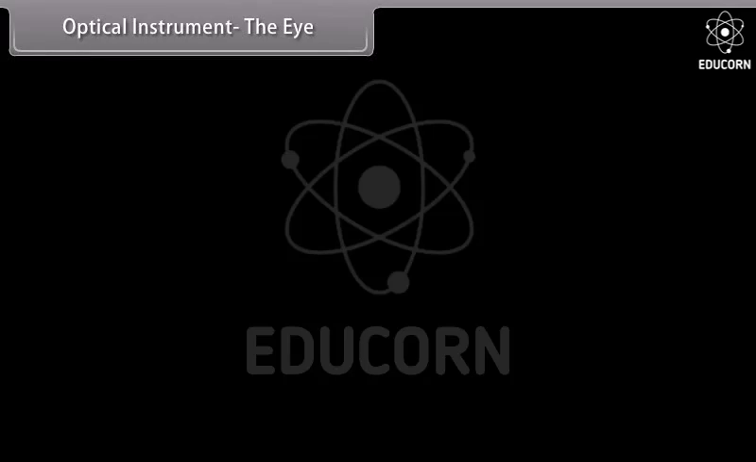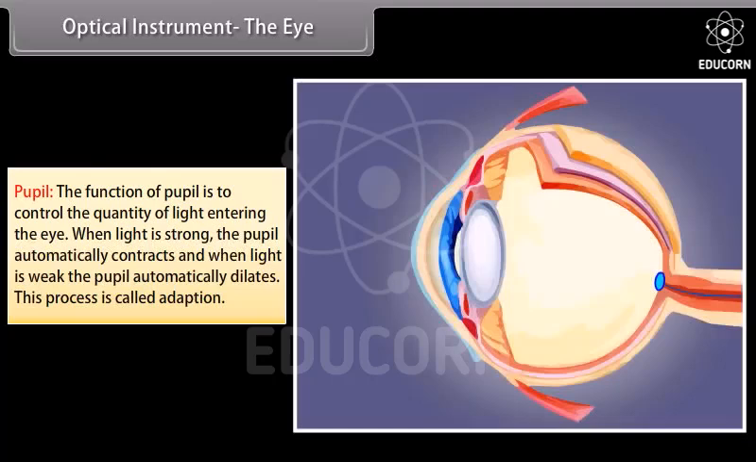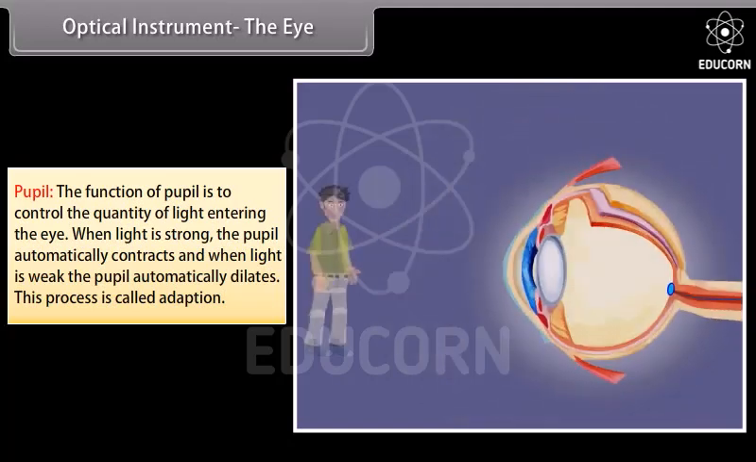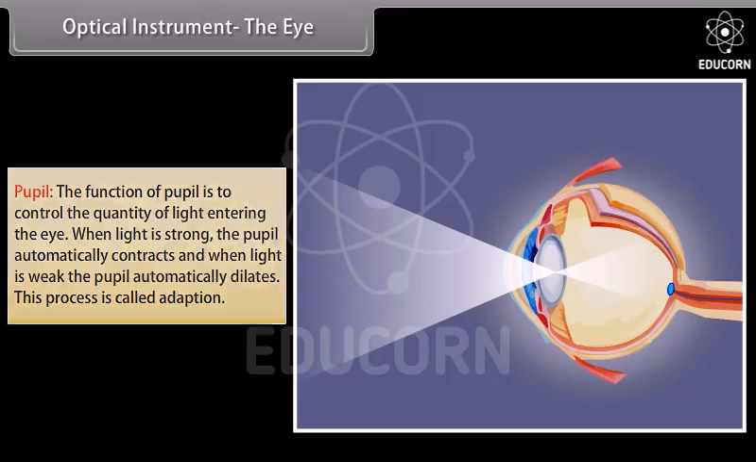Optical instrument, the eye. Pupil. The function of the pupil is to control the quantity of light entering the eye. When light is strong, the pupil automatically contracts, and when light is weak, the pupil automatically dilates. This process is called adaptation.